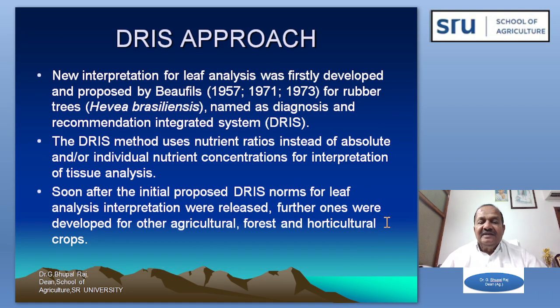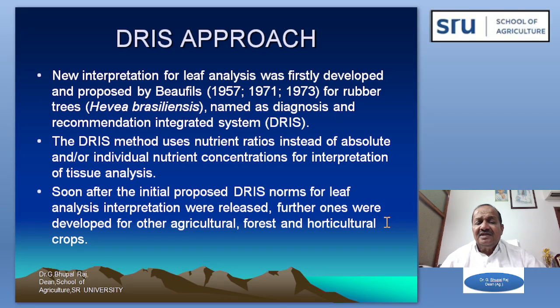The new interpretation for leaf analysis was first proposed, as I said, by Beaufils in 1957, and later on it was improved during 71 and 73. It was evolved for rubber trees, named as the diagnosis and recommendation integrated system. Later on, this method uses the nutrient ratios, and later this method was extended to different other crops.